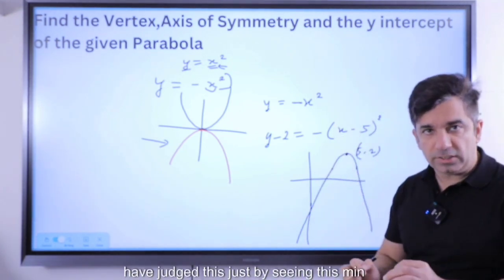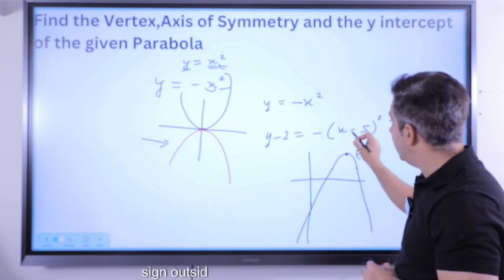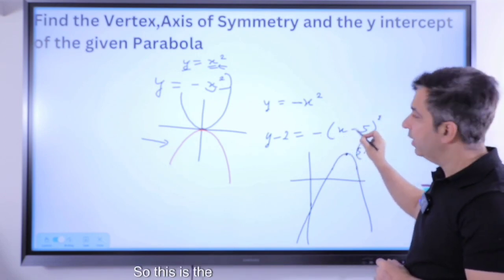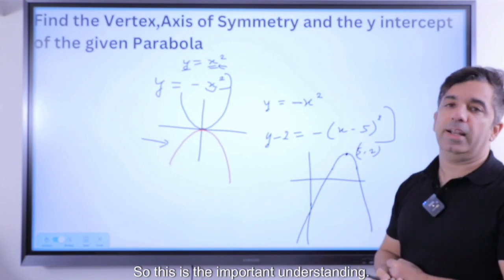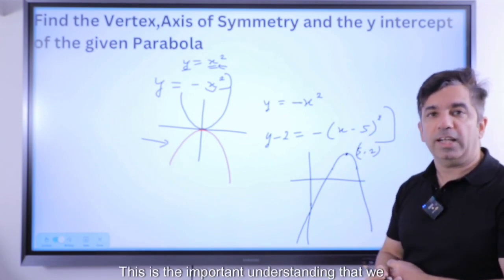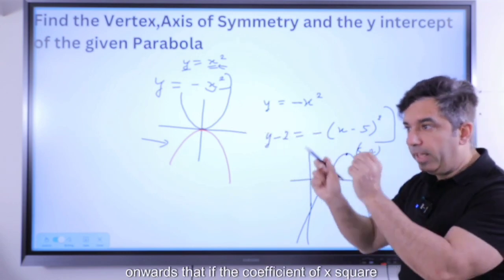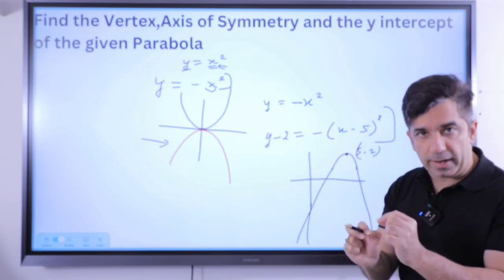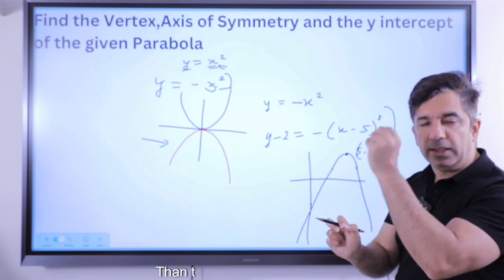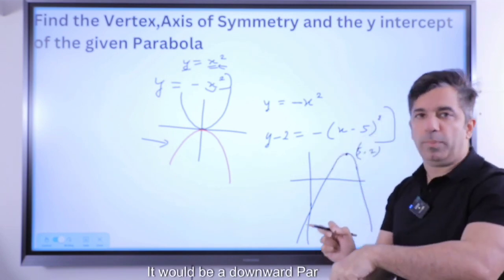How have we judged this? Just by seeing this minus sign outside this completed square. So this is the important understanding that we have to keep in our mind from this moment onwards: if the coefficient of x square is negative, then the parabola when drawn would be a downward parabola.